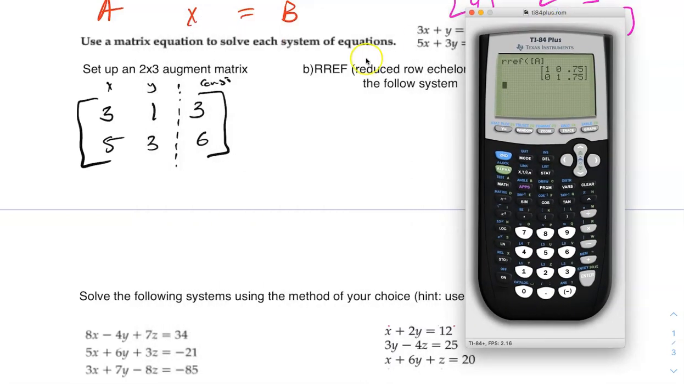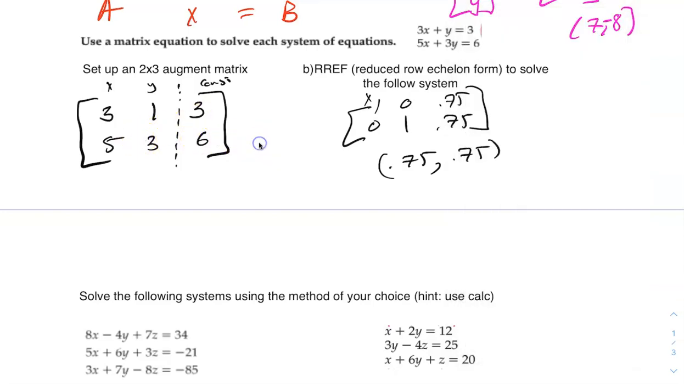Right. So what it did was it found the identity matrix here, doing some row operations. You made this side have the identity, and this side here is your answer. So we got 1, 0, 0, 1, 0.75, 0.75. So this means, just like before, our x is 0.75, and our y is 0.75. And that's how you do reduced row echelon form.